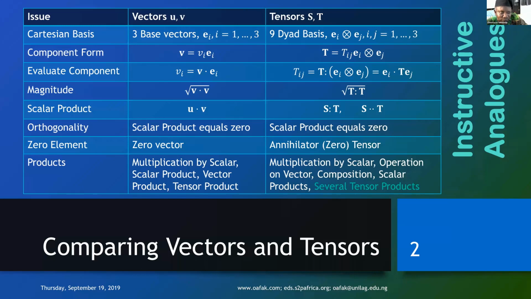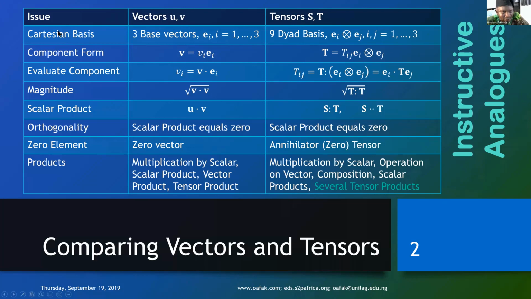Let us just do a quick review. In our review, we are going to look at a lot of things about vectors and tensors. We are going to take 8 issues. We are going to review the relationship between vectors and tensors by looking at these 8 issues. You can take this as a quick review of all you are supposed to have known or you already know now about vectors and tensors.